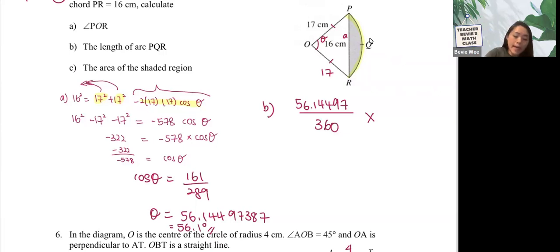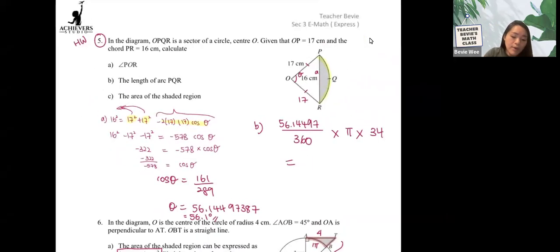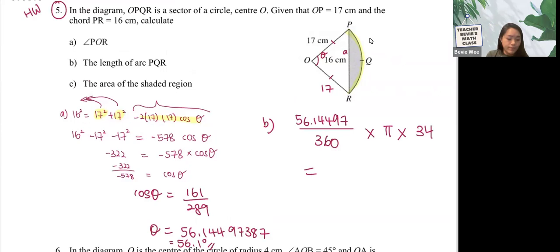Then I want to find the bread crust only. So I times pi d. The 17 is radius, d is 34. So press your calculator from here. Just in case you accidentally put it in radian mode, it wouldn't have any effect because there is no trigo involved in this part here. So I'll round it off to 16.7 cm. The bread crust is just the length only.